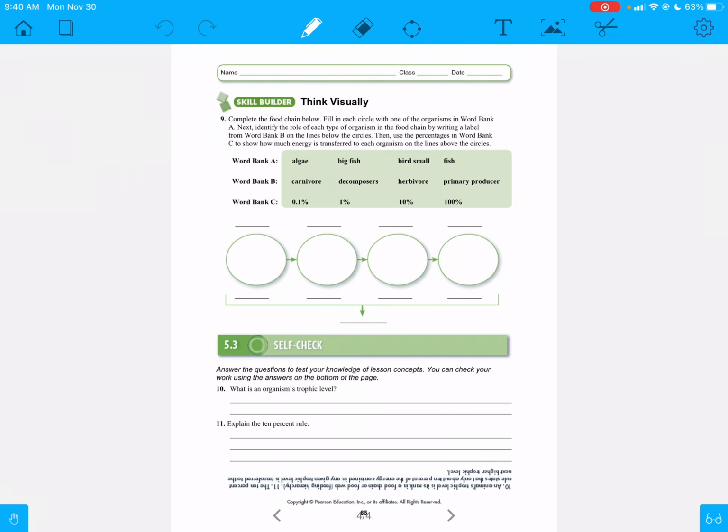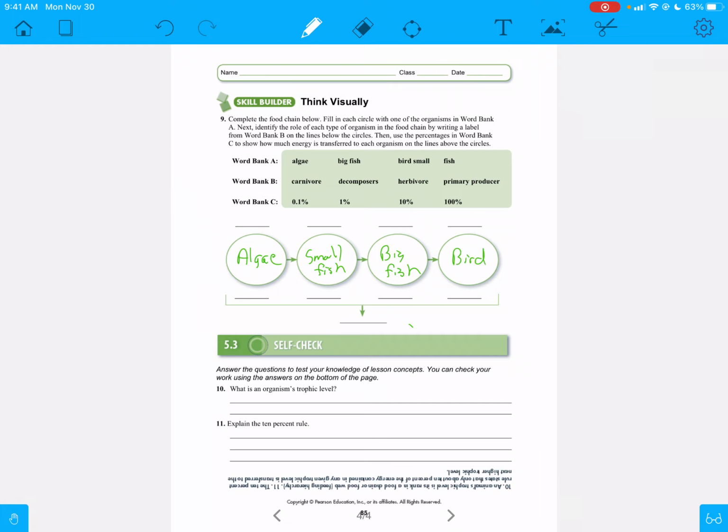On the next page, we're on to number 9 here. Let's see, some things that we have on here. It says complete the food chain below. Fill in the circle with one of the organisms in the word bank. So I'm looking on here, and I'm going to put in algae in the first one. I'm just going to pick one. You can do anything you want, but I'm going to do algae. And then that's going to get eaten by small fish. And that's going to get eaten by a big fish. And then that's going to get eaten by a bird, like an eagle or something.